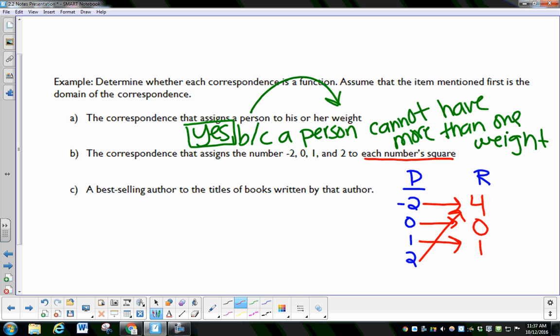Now you want to ask yourself, are there any members of this domain that have two arrows coming from them, that have more than one square? And the answer is no. When you square a number, there's only one answer you can get. So in this case, this is a function because each member of the domain is only assigned to one member of the range. A number cannot have more than one square.